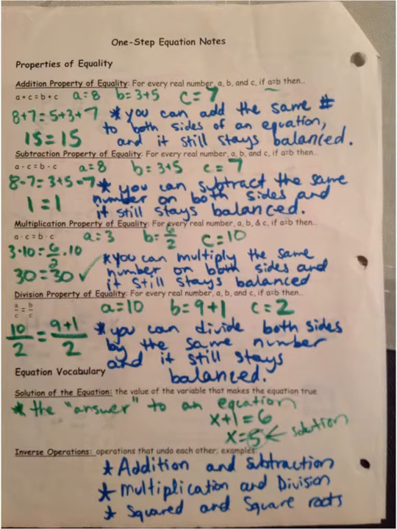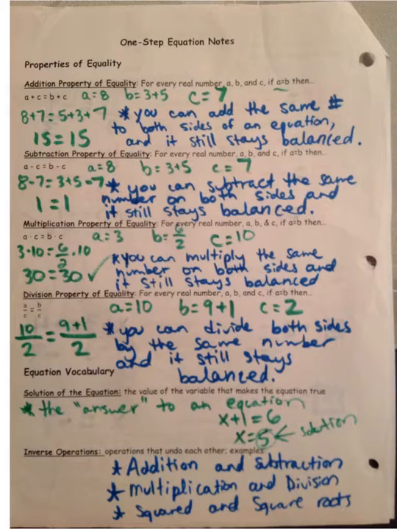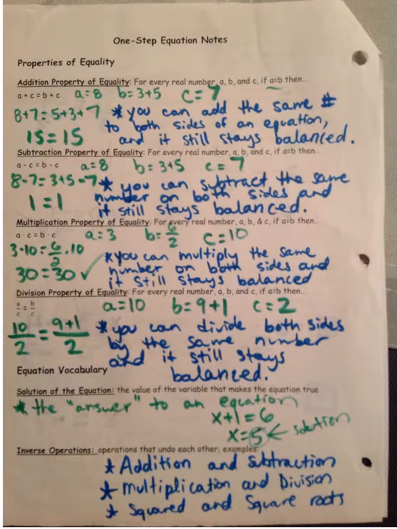Now, what we can see over here on the side is that if a plus c, so 8 plus 7, it should be equal to b plus c, which is 5 plus 3 plus 7. Now, both of those equal out to be 15. So this statement is definitely true. The addition property of equality works for any numbers.